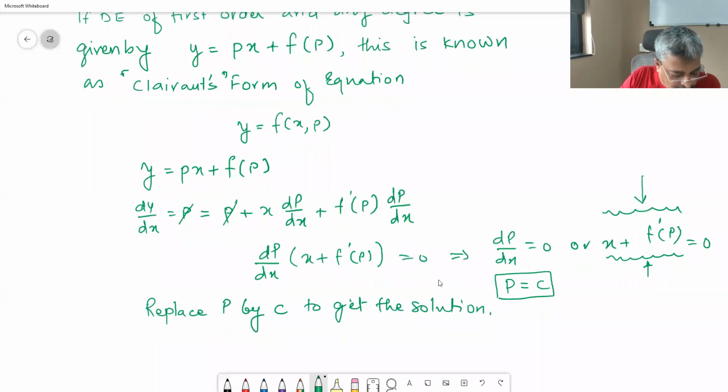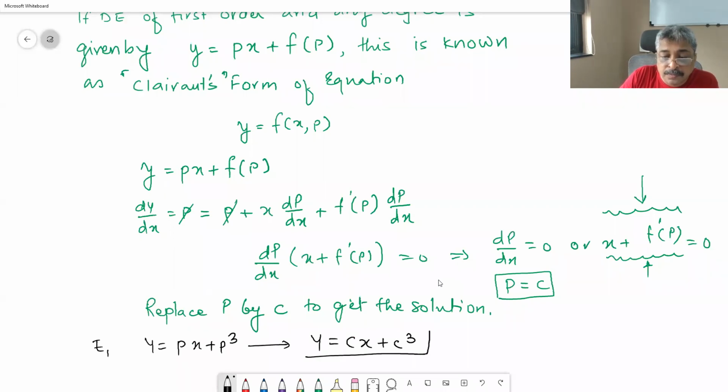Suppose problem number 1. y is equal to px plus p cube. Its solution is y is equal to cx plus c cube. Okay. So there is no point in giving you many examples. We need to just look at what we can.